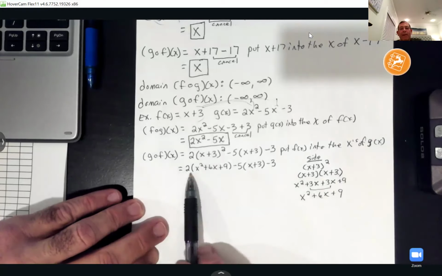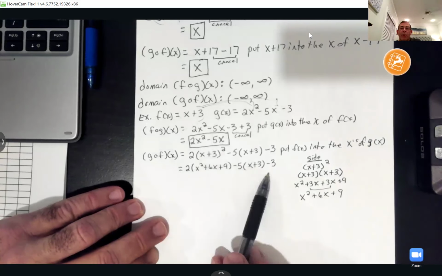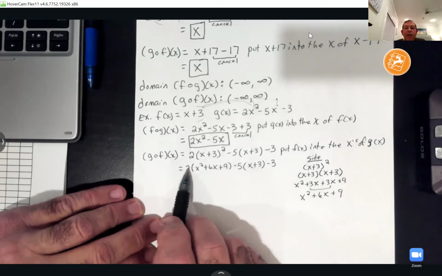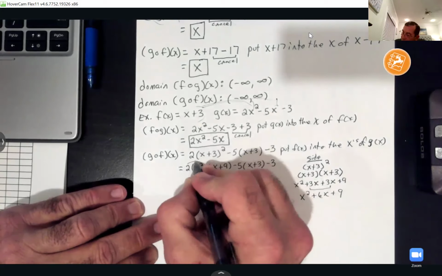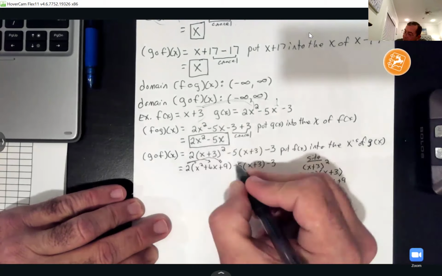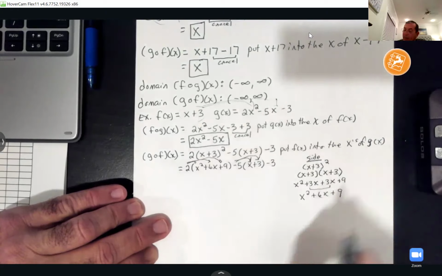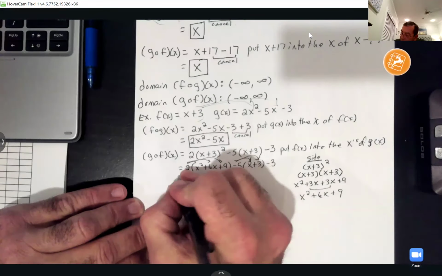Now, y'all, these parentheses are bugging us at this point. So now we're going to get rid of these parentheses by distributing these numbers in front of them. So the 2, I'm going to distribute through the first parentheses. The negative 5, I'll distribute through the second parentheses, and then I'll bring down that -3.